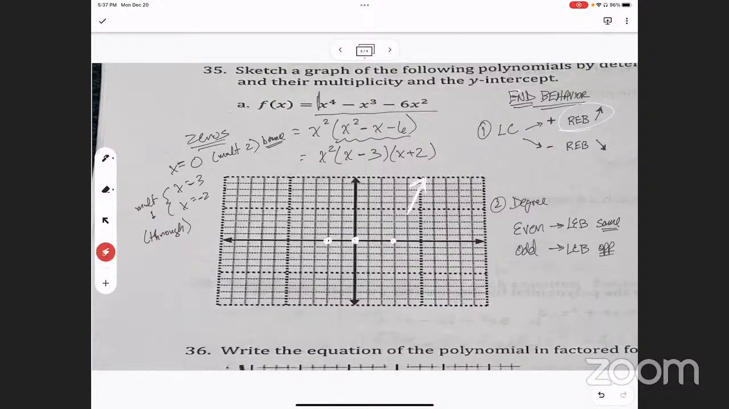And then what's the second step? What's the degree? The degree is even. So what does that tell you about your left end behavior? It'll be the same, which means it goes up. So the left end behavior goes up as well. So it's up on the left and it's up on the right.